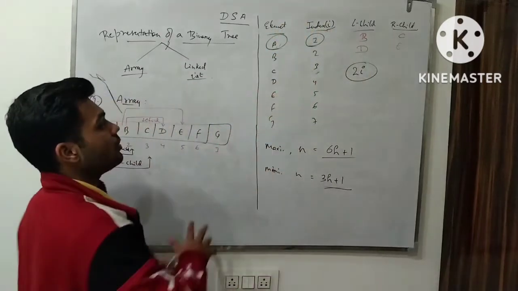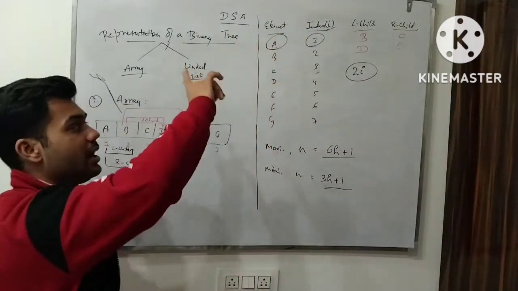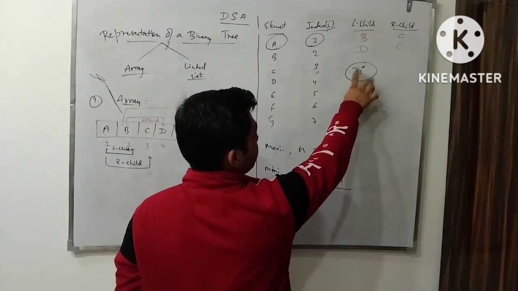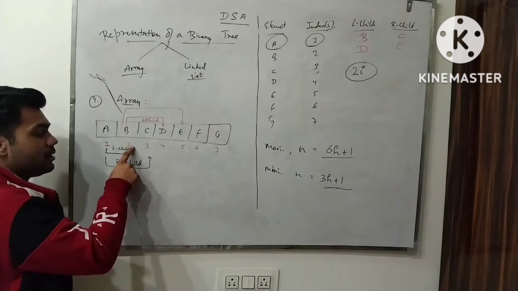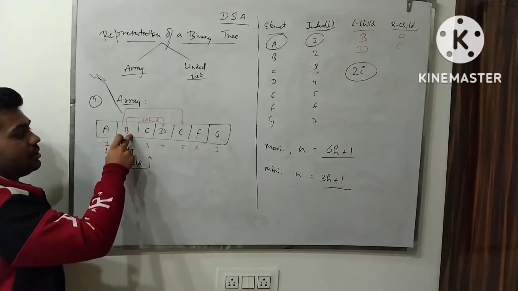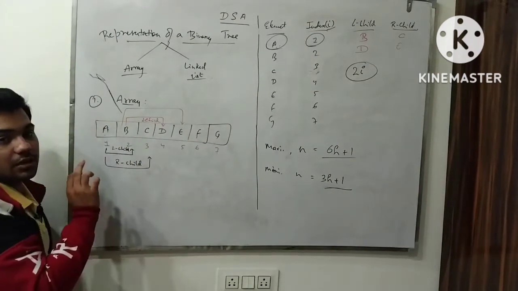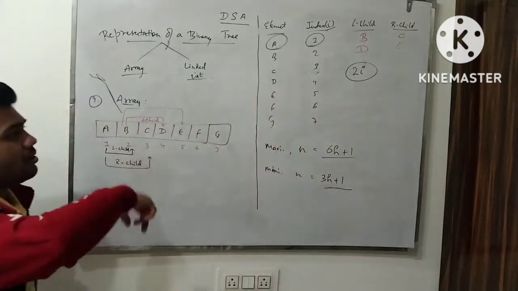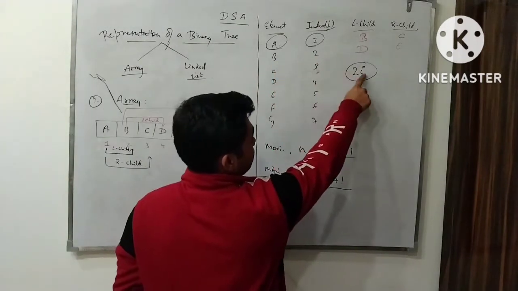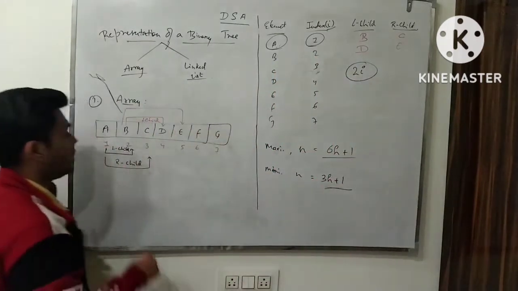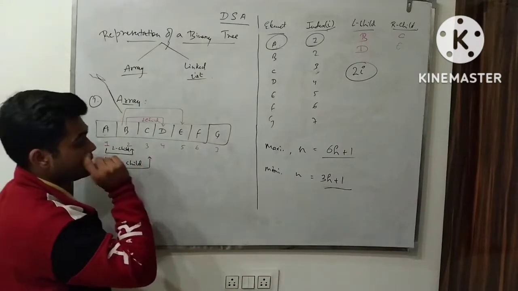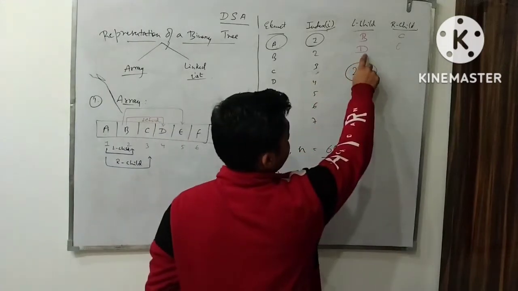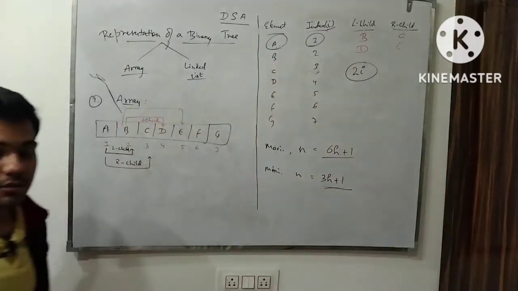You can check. A is at the index 1, so simply put the value 1, so 2 ones are 2. The element at index 2, B, is the left child of A. Next you can check for the B. B is at the index 2 and 2 twos are 4. At the fourth index the element is D, and D is the left child of B. I think you got it.